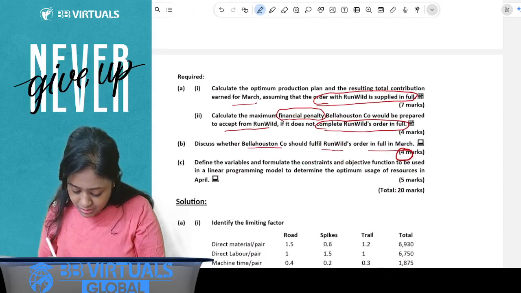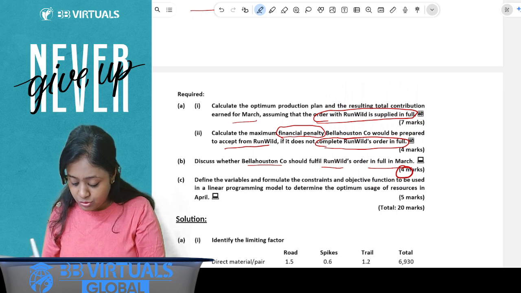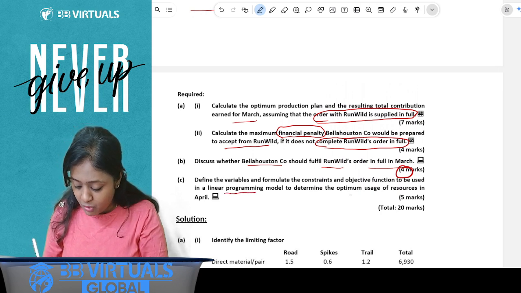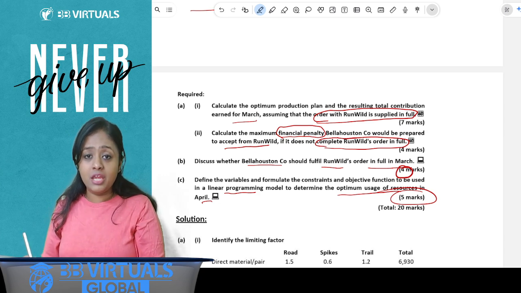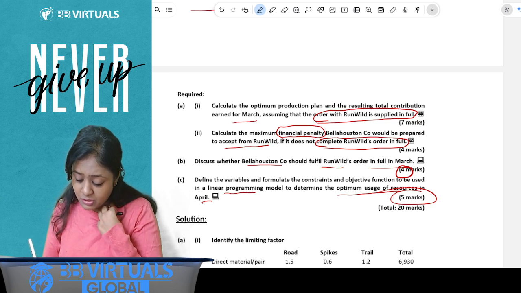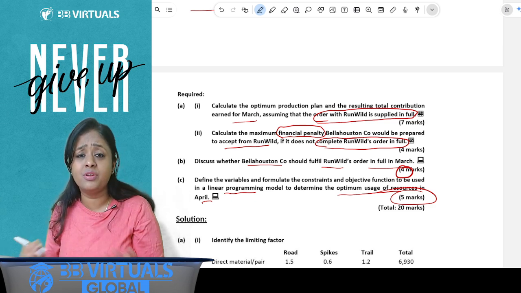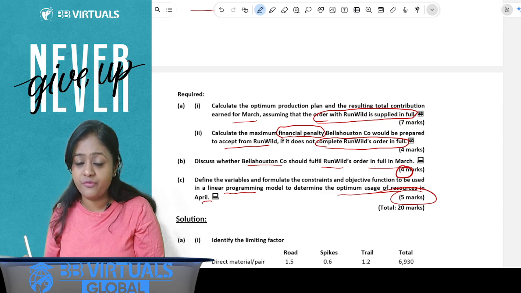The next question is, define the variables and formulate the constraints and the objective function to be used in a linear programming model to determine the optimum usage of resources. So 5 marks. We just have to draw down the constraints and the contribution equation, because the objective function is mentioned here. That's all, and you will get your marks. Ideally, I think there will be at least 5 equations. Otherwise, they will not give 5 marks here.